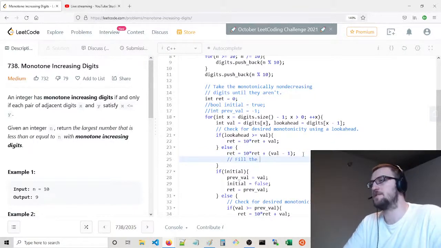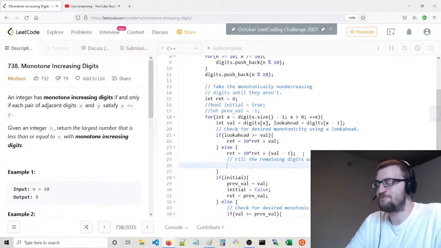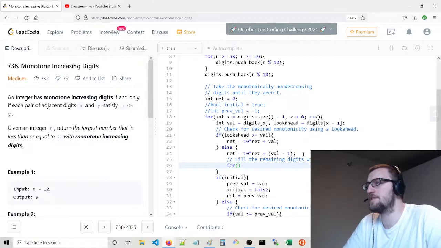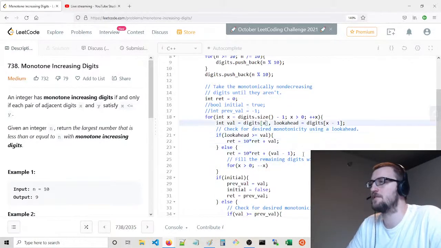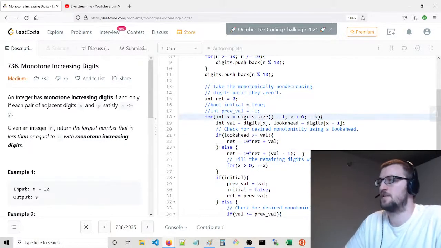Fill the remaining digits with 9s. Excuse me. So we're going to say for x greater than 0. Also did this wrong over here. This should be decrement x. That's a subtle thing.